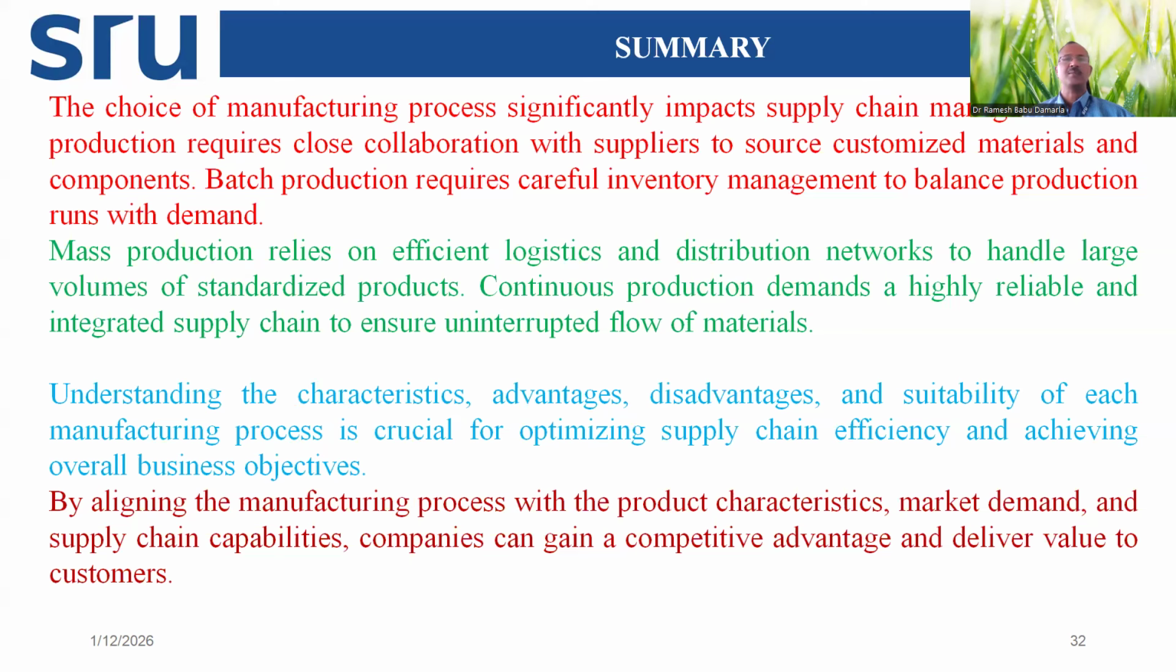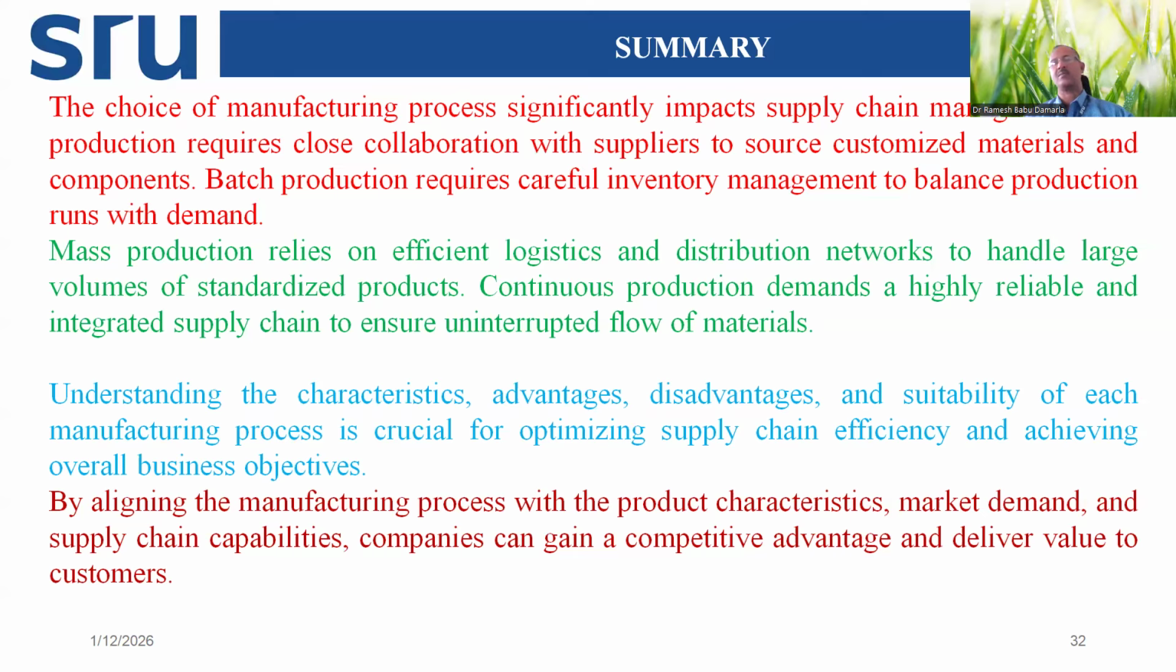The choice of manufacturing process significantly impacts supply chain management. Job production requires very close collaboration with suppliers, because in job production, each job is different, specifications are different. So as a manufacturer, we need to buy dedicated, customized materials and components. Whereas batch production requires careful inventory management to balance production runs with the demand, because each time it is a different batch. Mass production depends on efficient logistics and distribution networks.